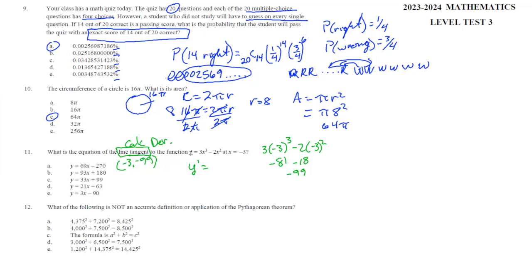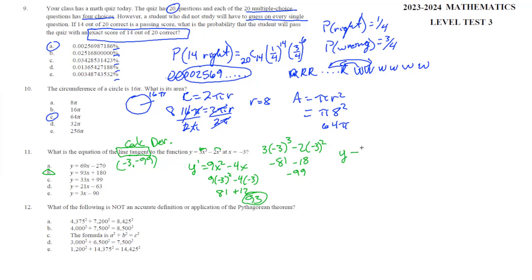Now y prime, if we do the derivative here, we get 9x squared minus 4x. Remember, you drop a power when you take the derivative. Stick in -3 here. We get 9 times -3 squared minus 4 times the -3. That's 9 times 9 is 81, plus 12 is 93. So the slope is 93. Now you could stop right here and say, oh, look, slope of 93, the answer must be B. But let's go through the end of the process.